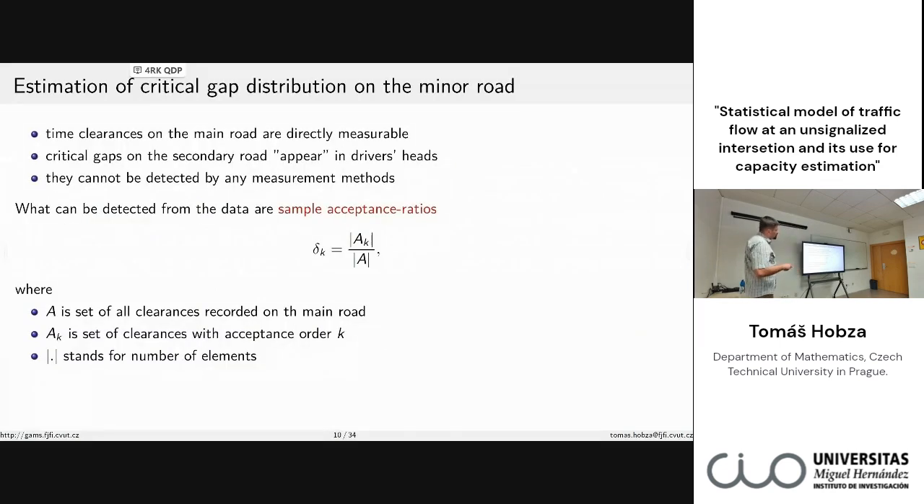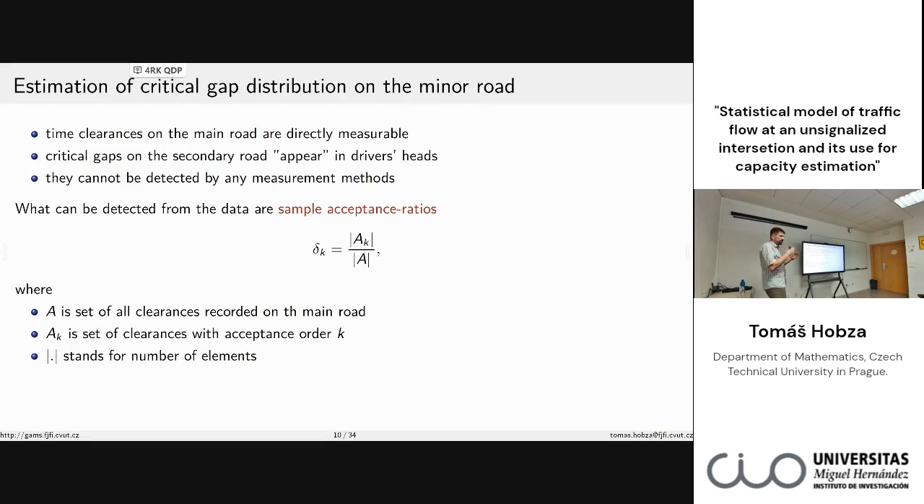Now, the much more complicated thing. Now we would like to estimate or find some estimate of the density of the critical gap on the minor road. But now we are in a completely different situation, because the time clearances we were able to measure. But the critical gap is something which appears in the head of the driver, and we are not able to measure that in any way.